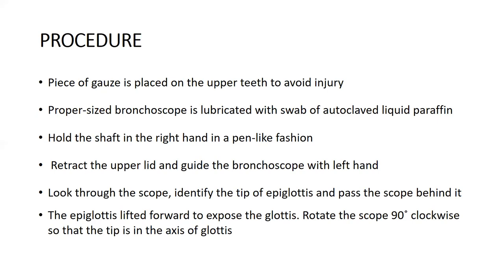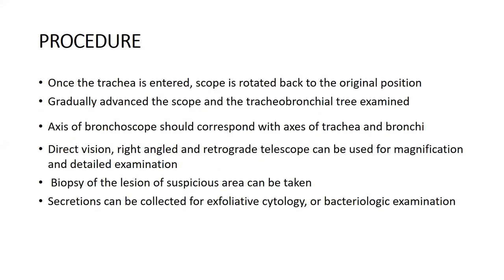Looking through the scope, we can identify the tip of the epiglottis and pass the scope behind it. The epiglottis is lifted forward to expose the glottis, and the scope should be rotated in a clockwise direction so that the tip is in the axis of the glottis. Once the scope has entered the trachea, it is rotated back to the original position, and gradually advancing the scope, the tracheobronchial tree should be examined.